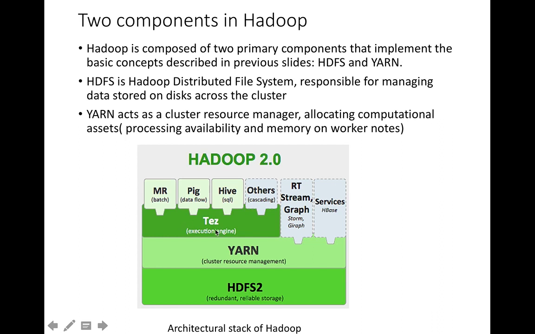So there are 2 main components. On top of these 2 main components, there are other frameworks, for example MapReduce, Pig, Hive, Stream, Graph, and Service. For example, there is HBase. These are just built based on these 2 basic components. But currently, what you guys will learn is YARN and HDFS. We put 2 here because it's the major one used in version 2.